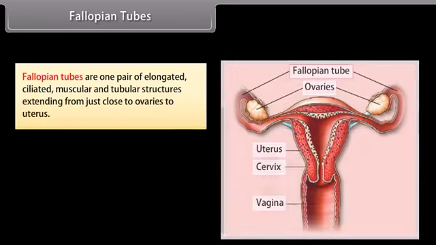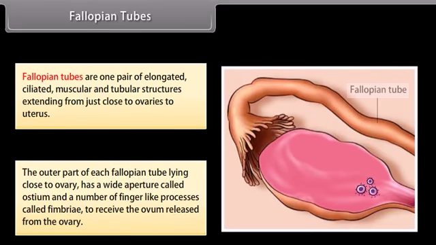Fallopian tubes. Fallopian tubes are one pair of elongated, ciliated, muscular and tubular structures extending from close to the ovaries to the uterus. The outer part of each fallopian tube lying close to the ovary has a wide aperture called the ostium and a number of finger-like processes called fimbriae to receive the ovum released from the ovary.